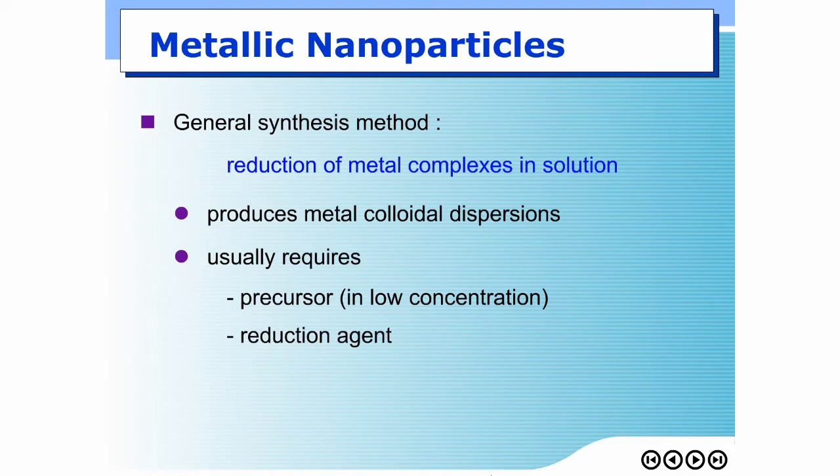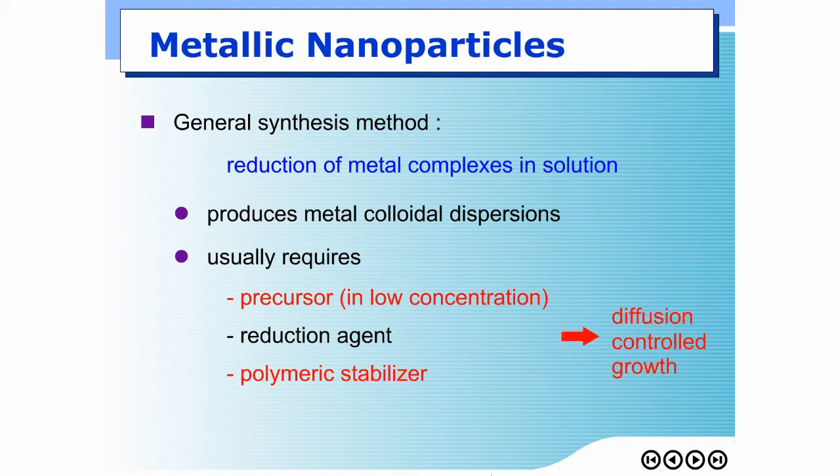Of course, because the reaction is a reduction, we need a reducing agent. At the end, this is optional, we might need a stabilizer if we choose to have steric stabilization, so we will need a polymeric stabilizer. Sometimes the reducing agent and stabilizer may be the same compound, and those are highlighted in red here. The low concentration of precursor and stabilizer would eventually give you diffusion control growth, as I explained.